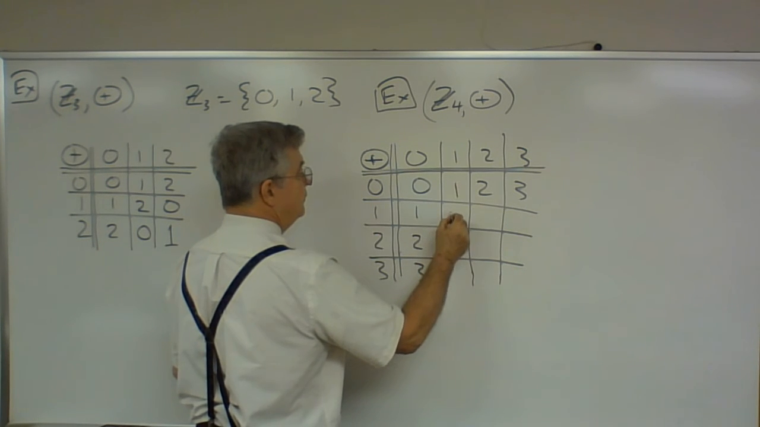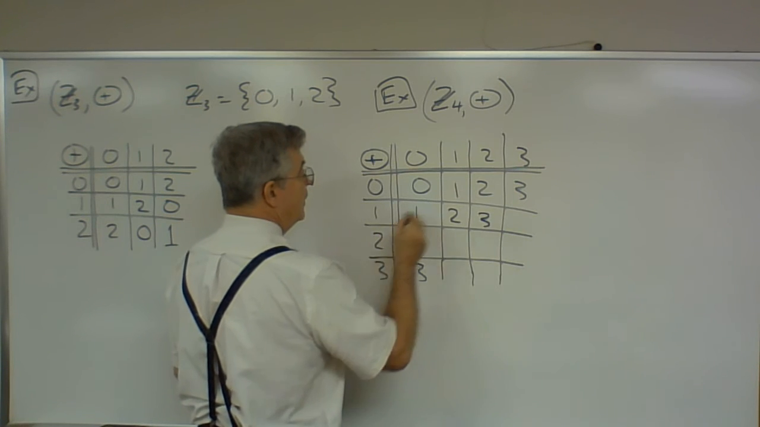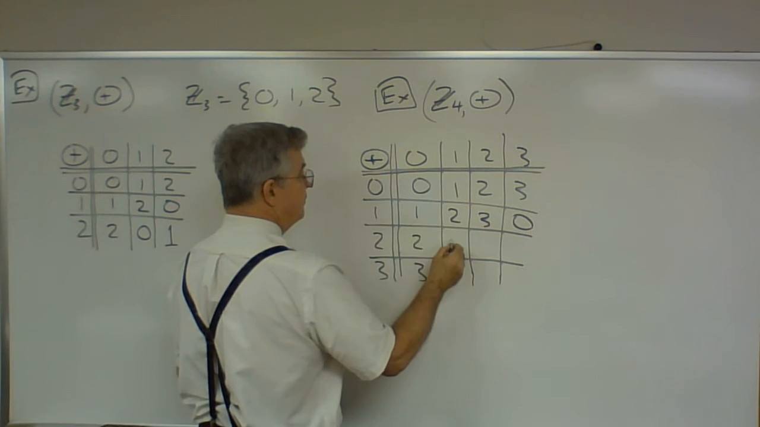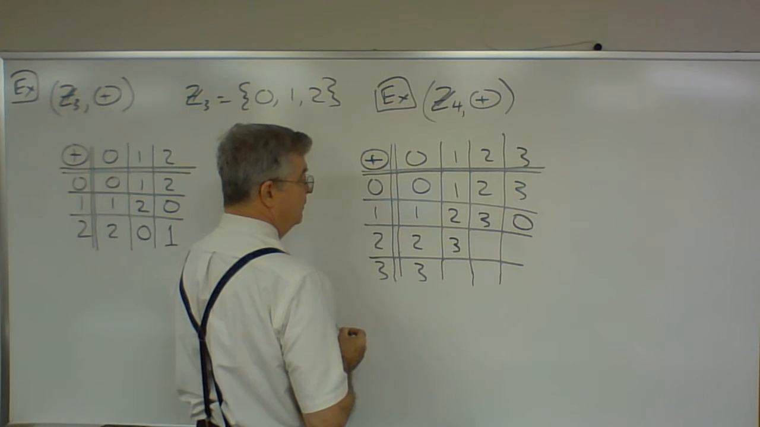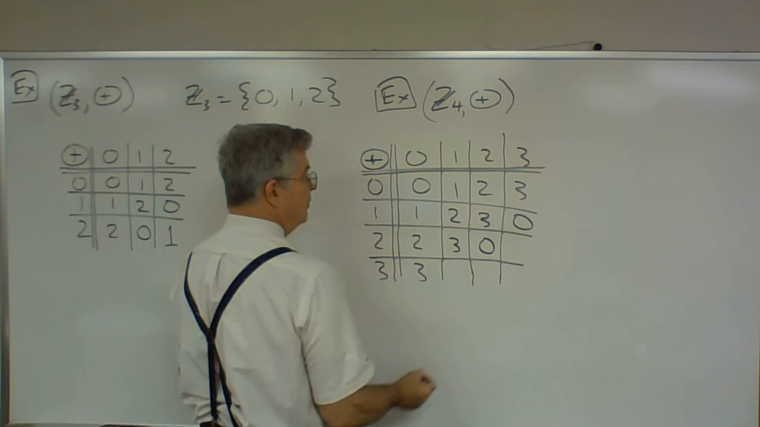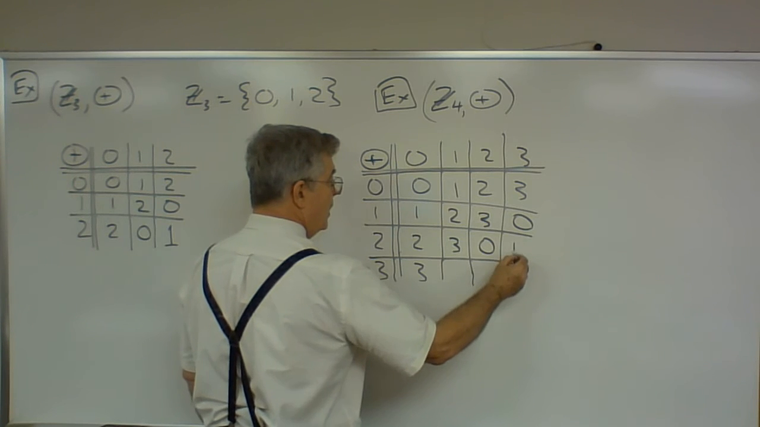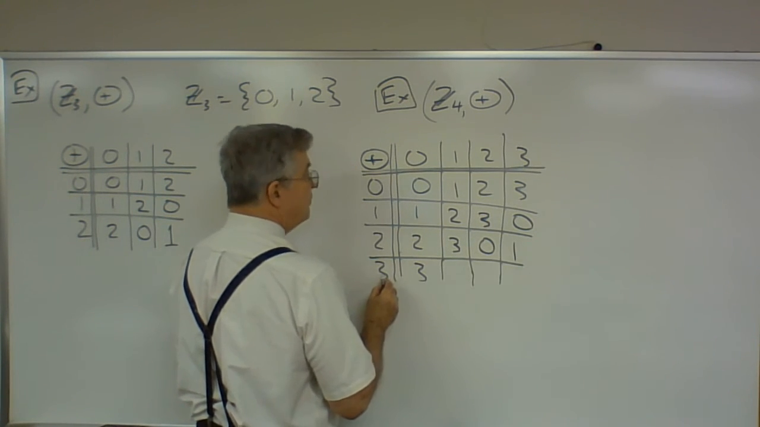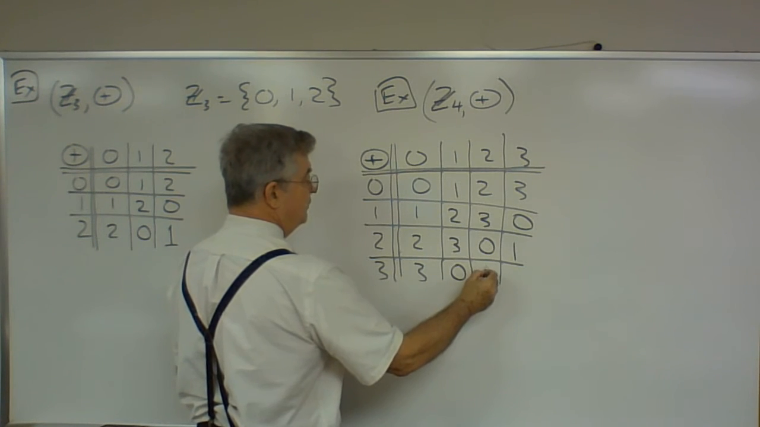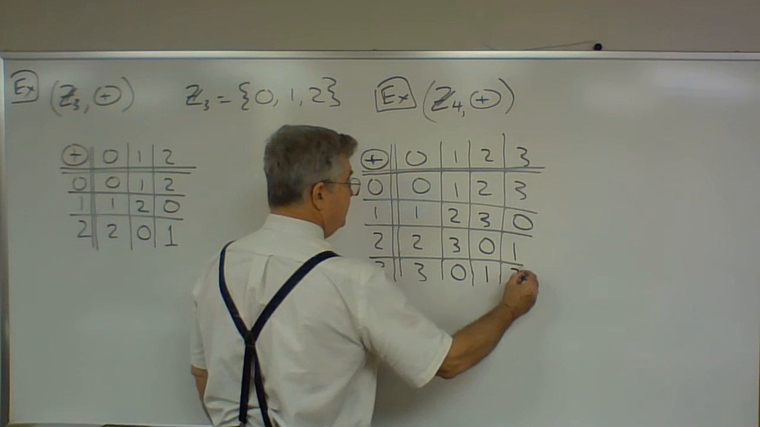1 plus 1 is 2, which is 2 modulo 4. 1 plus 2 is 3, which is 3 modulo 4. 1 plus 3 is 4, which is congruent to 0 mod 4. 2 plus 1 is 3, which is congruent to 3 modulo 4. 2 plus 2 is 4, which is congruent to 0 modulo 4. 2 plus 3 is 5, which is congruent to 1 modulo 4. 3 plus 1 is 4, which is congruent to 0 modulo 4. 3 plus 2 is 5, which is congruent to 1 modulo 4. 3 plus 3 is 6, which is congruent to 2 modulo 4.